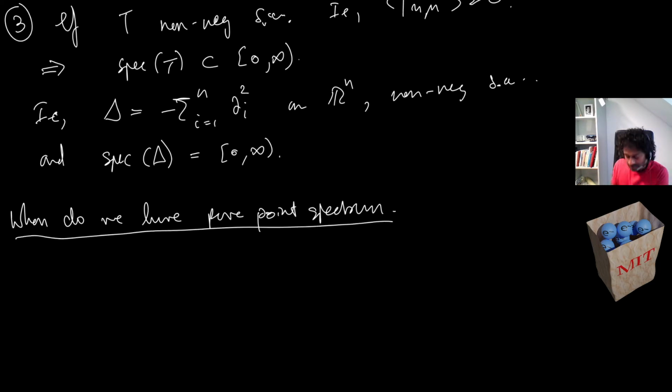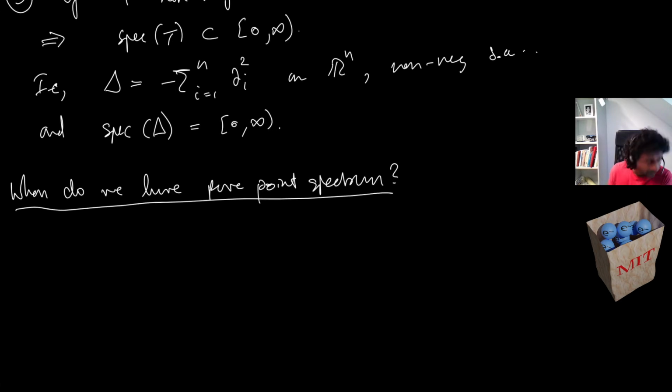Okay, so we saw this in the case of matrices. Now the question is, when might this happen beyond the matrix situation, right? When might this happen in a situation where we're in infinite dimensions? So for that we need to talk about compact operators, right? So let's start with the definition.